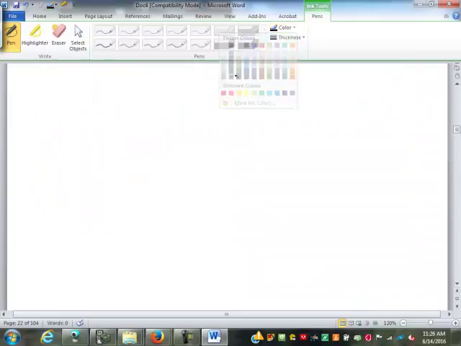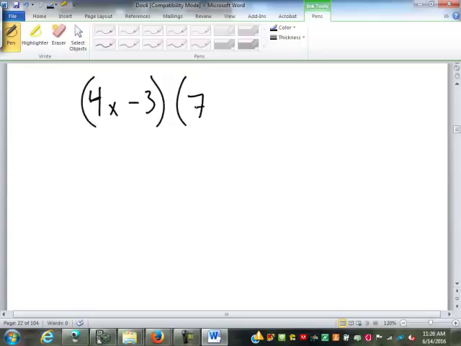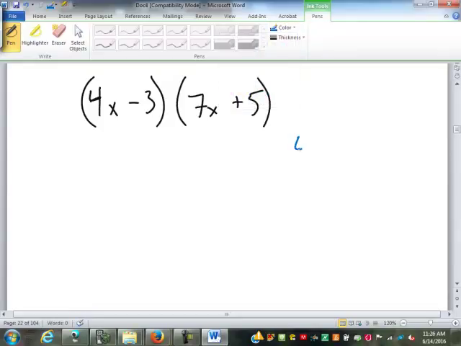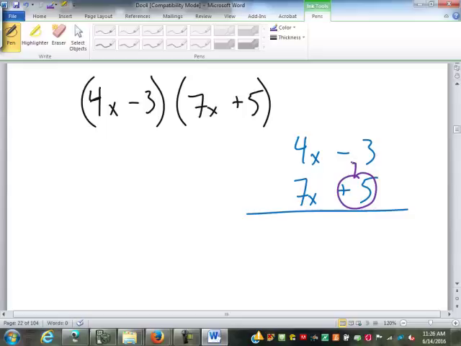I'll do one more example of that, then I'll let you guys try one. So 4x minus 3 times 7x plus 5. I'm going to do it out the long way. 4x minus 3, 7x plus 5. I will multiply. Positive 5 times negative 3 is negative 15. Positive 5 times 4x. 5 times 4, 20, and it's just x.